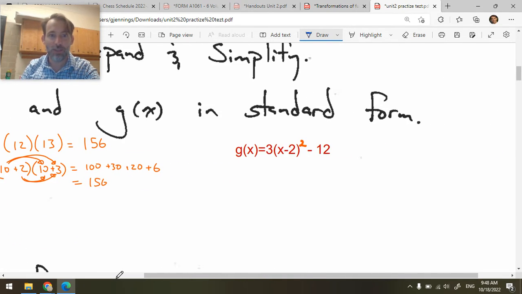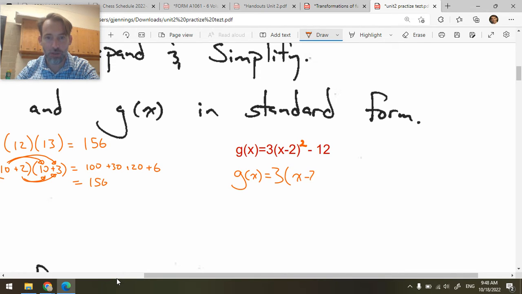Okay, now let's do the same thing to g of x. We're going to expand that, and we're going to end up using FOIL as well. But we first need to expand this exponent. So here we say g of x is equal to still 3 multiplied by x minus 2 multiplied by itself, x minus 2. That's the meaning of square something. Multiply it by itself. And then we still have this minus 12. It hangs out outside the party. It's going to be the last one invited to the party, you'll see.